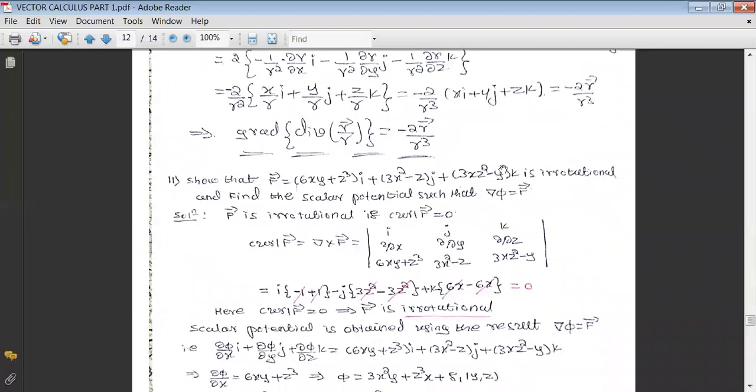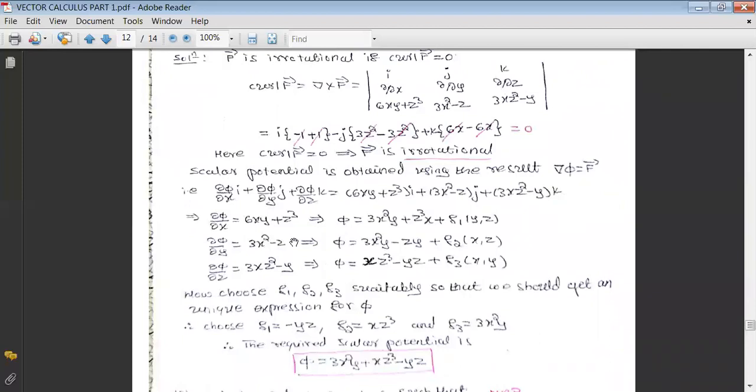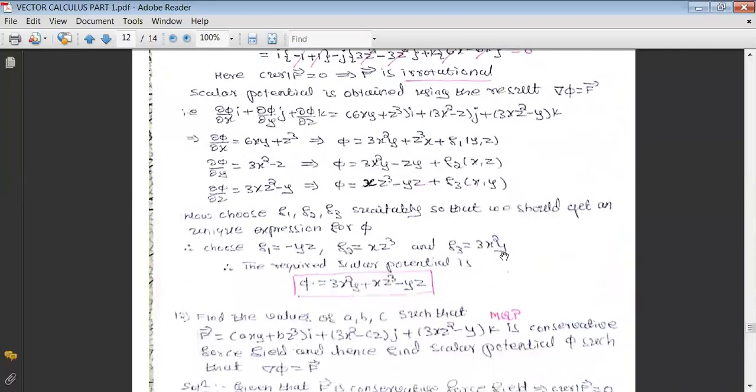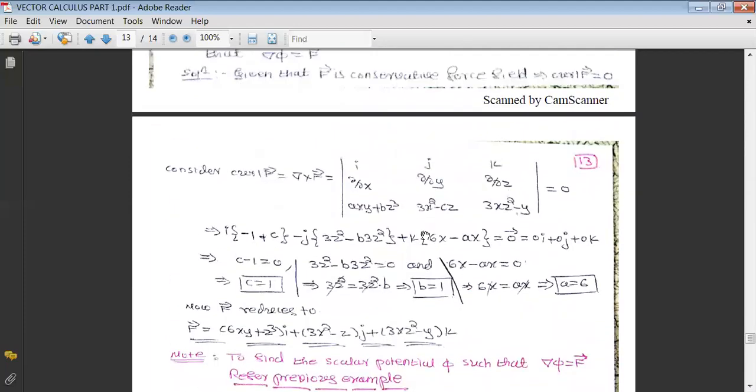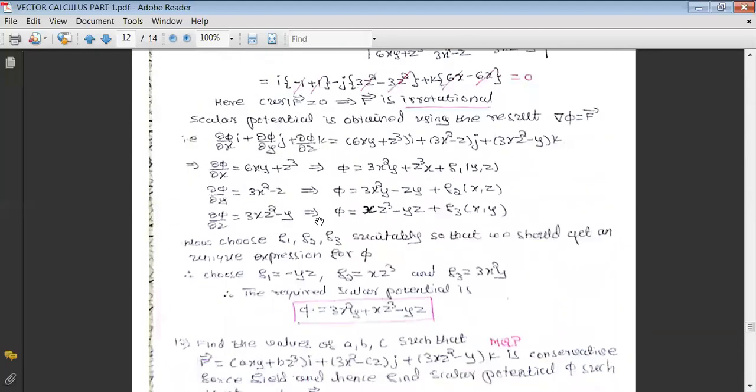And again, to find the scalar potential for this one, we have to execute the same steps from this particular step onwards. That's why I have written here: to find the scalar potential phi such that del phi equals f bar, you have to refer to these steps from the previous example, from this step to this one.